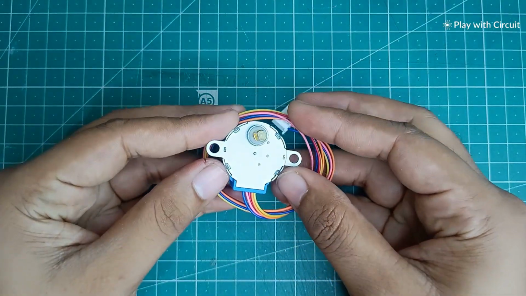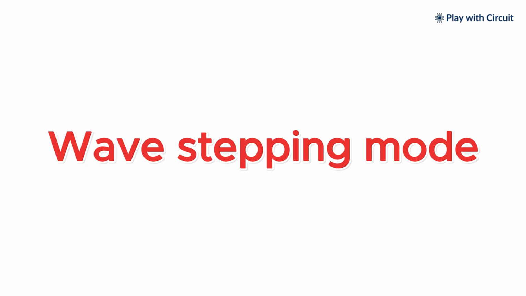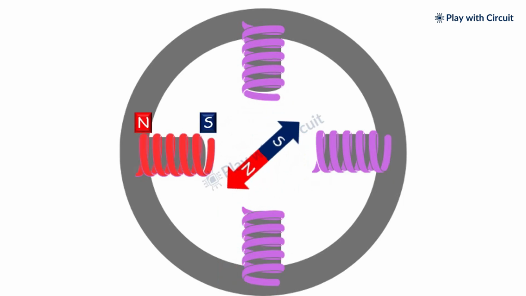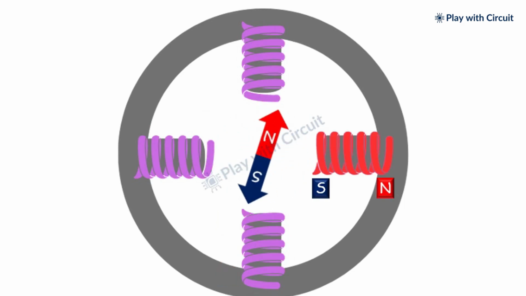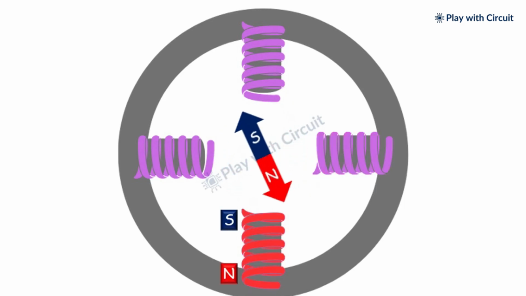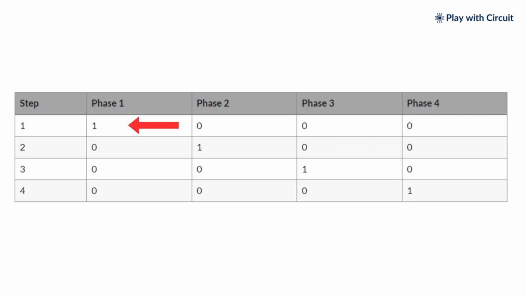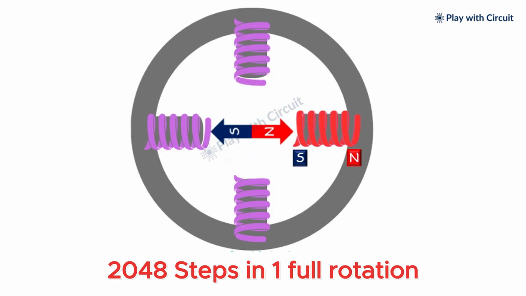There are three basic methods for driving stepper motor. First one is full step mode with single phase on, or wave stepping mode. In this mode, only one coil of a stepper motor is energized at a time, as you can see here. When all 4 coils are sequentially energized, the motor takes full step. Coils are energized according to this table. First, phase 1 is energized, then phase 2, then phase 3, and then phase 4. In this mode, the motor rotates 2048 steps in one full rotation.